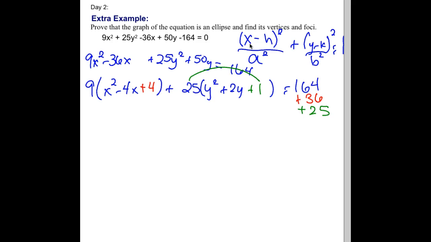Now, our next step when we complete the square, the whole purpose of doing it is so that we can factor those perfect square trinomials. So we end up with 9 times something squared, right? So how does x squared minus 4x plus 4 factor? And then doing the same thing with our y piece. We have y squared plus 2y plus 1. It's going to factor down into y plus 1 quantity squared. On the other side, what do I get if I take 164 plus 36 plus 25?